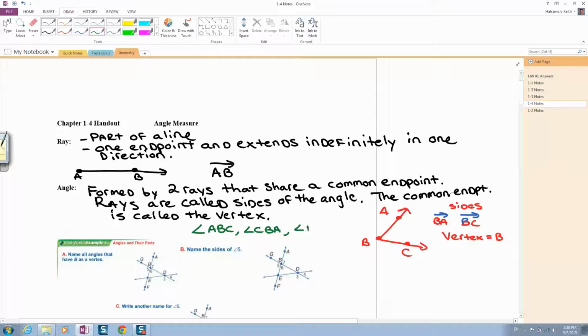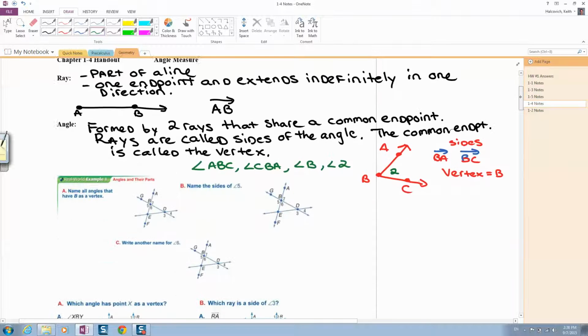You can name it angle B. Notice the vertex must be in the middle. All right, the vertex must be in the middle. Now, sometimes there's a number in the space there, and you can also call it angle 2. All right, but the vertex must be in the center. You can't say angle BAC. That's not BAC because A is not the vertex. The vertex must be in the center when you name an angle.